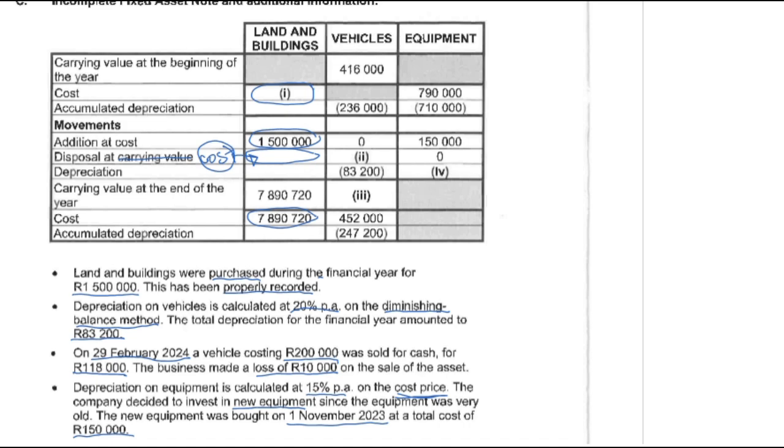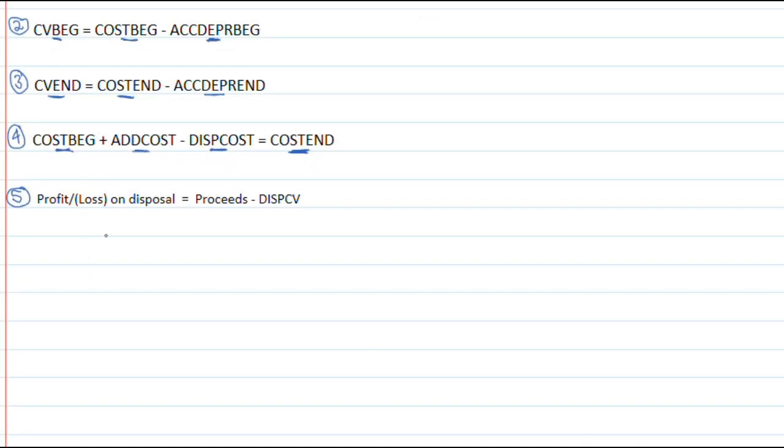Another equation that I want to bring to your attention is profit or loss on disposal is equal to proceeds minus disposals at carrying value. So basically, if we want to know how much profit or loss we made when we sold an asset, we must subtract the carrying value of the asset we are disposing from the amount we received for the asset.